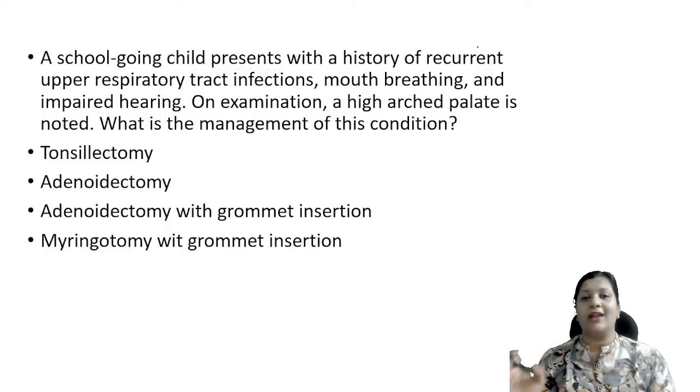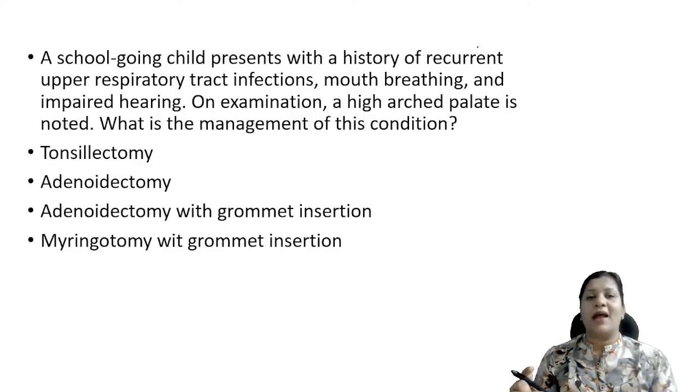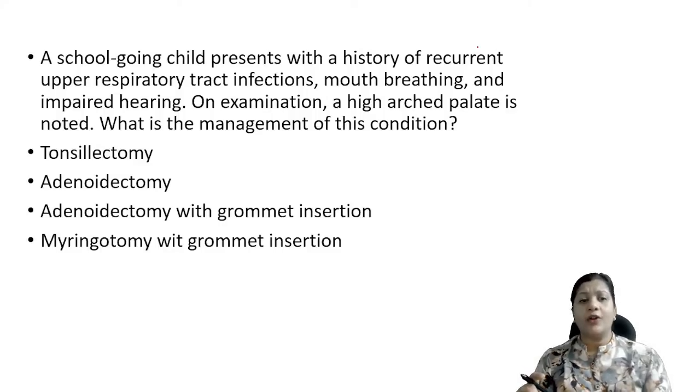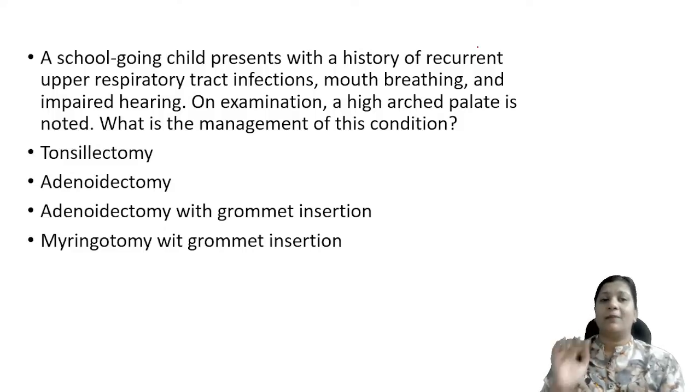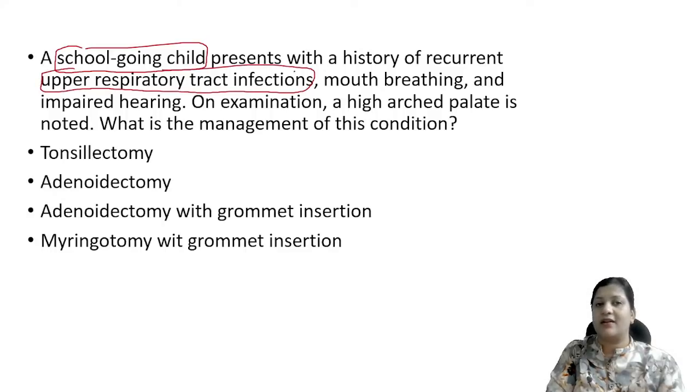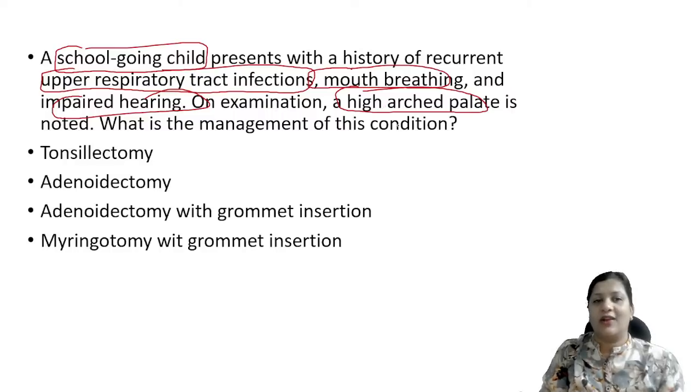A school-going child presents with a history of recurrent upper respiratory tract infections, mouth breathing, and impaired hearing. On examination, high arched palate is noted. What is the management of this condition? Tonsillectomy, adenoidectomy with grommet insertion, myringotomy with grommet insertion. Again, a very typical question. So there is a school-going child presenting to you with upper respiratory tract infection, mouth breathing, impaired hearing. There is high arched palate. So what are you thinking of?